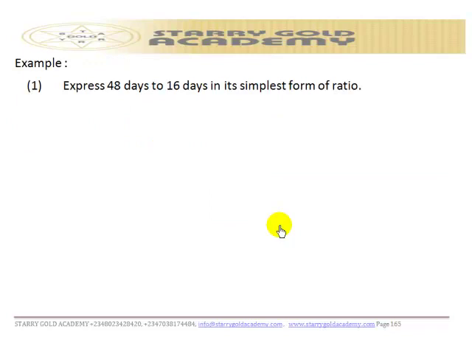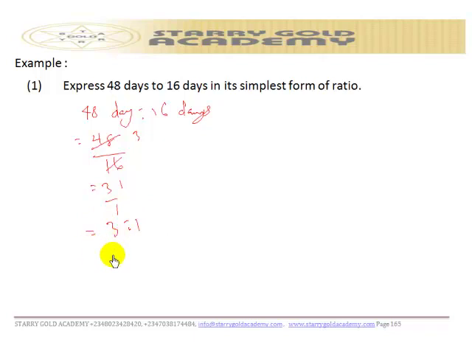Alright, so express 48 days to 16 days in simplest form of ratio. In other words, you have 48 over 16. 16 goes into 48 three times, and into 16 once. So you have 3 over 1, 3 ratio 1. So the simplest form of the ratio of 48 days to 16 days is 3 days to 1 day. In other words, 48 days to 16 days is equal to saying 3 days to 1 day.